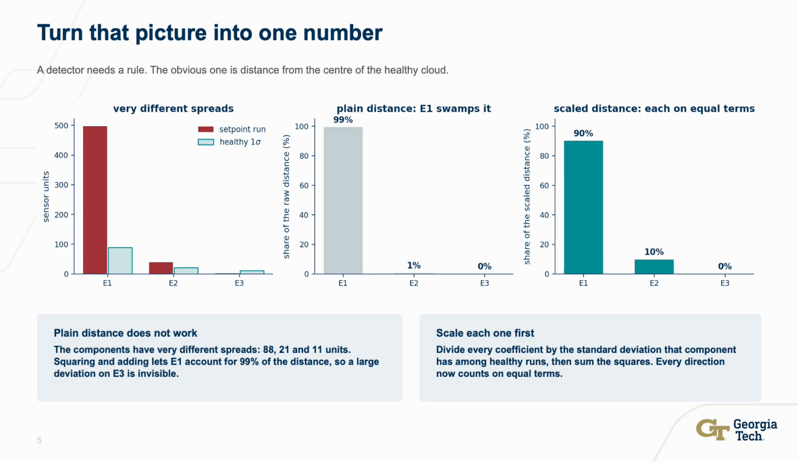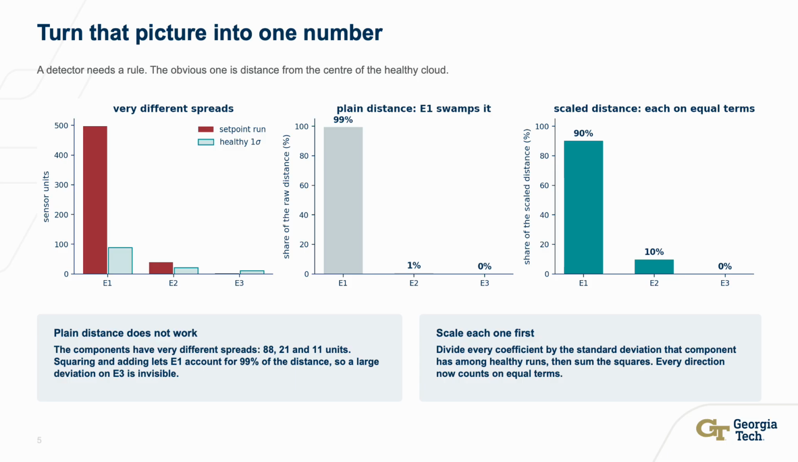The fix is forced by the problem rather than chosen. Before you add the squares, divide each coefficient by the standard deviation that component has among the healthy runs. Now you are asking, for each direction, how unusual is this run in units of how much healthy runs normally vary in that direction? That is a comparable quantity, and the right panel shows the contribution rebalancing.